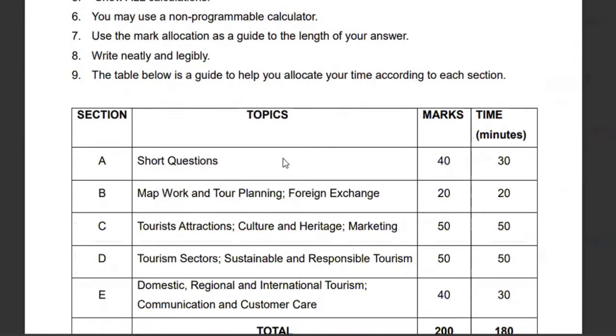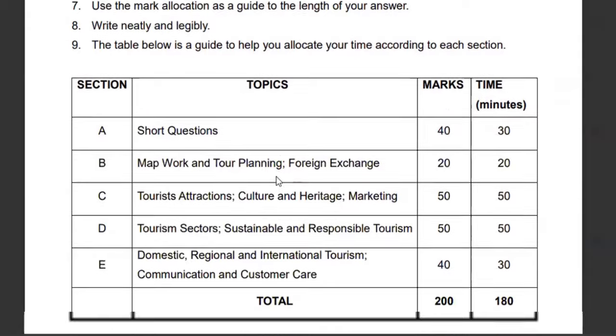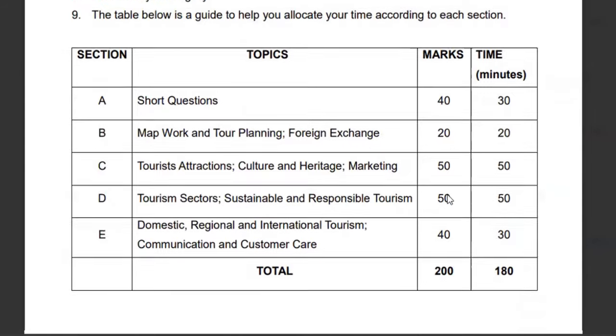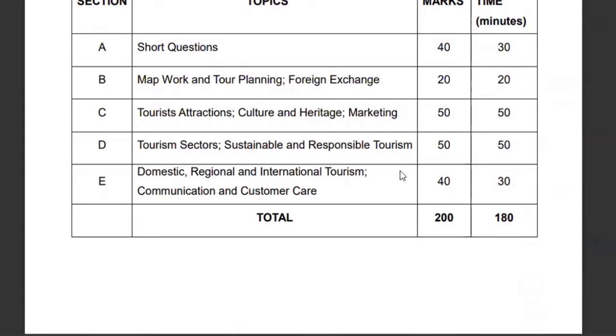Then in terms of the topics outline, in section A, you have short questions, obviously. Then you get your 40 marks from them. Then map and tour planning, that's 20 marks. Tourist attractions, culture, heritage, and marketing, 50 marks. Then tourism sector, sustainable and responsible tourism, that's 50 marks. Then domestic, regional, and international tourism, 40 marks. Then communication and customer care will be awarded 40 marks. So the grand total will be 200 marks.